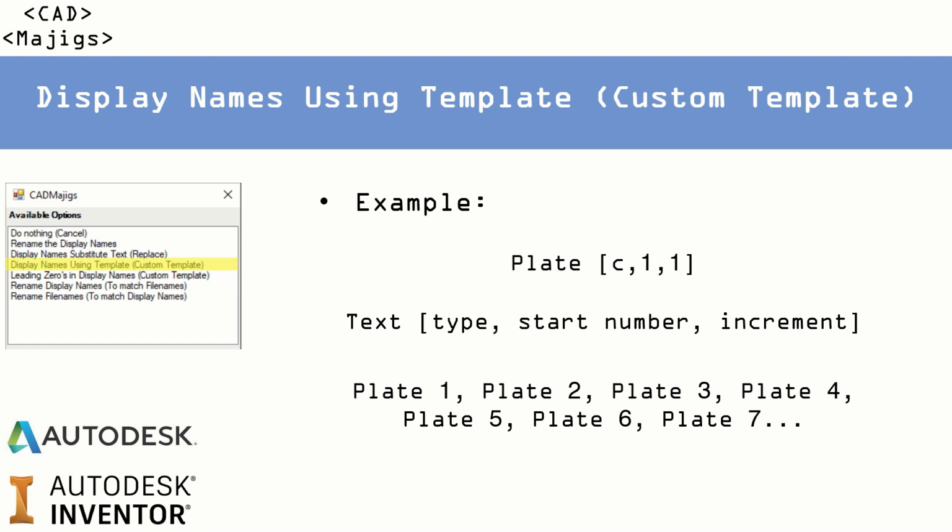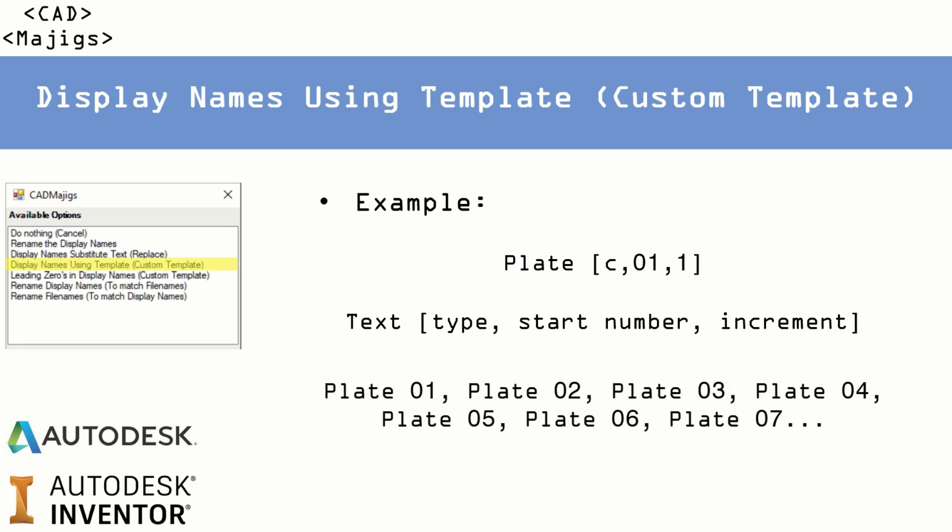By adjusting the start number and increment, users can produce a diverse range of naming sequences. For instance, changing the start number to include leading zeros will adjust the counter to include the same number of digits. In this example, doing so will result in plate 01, plate 02, plate 03, and so on.